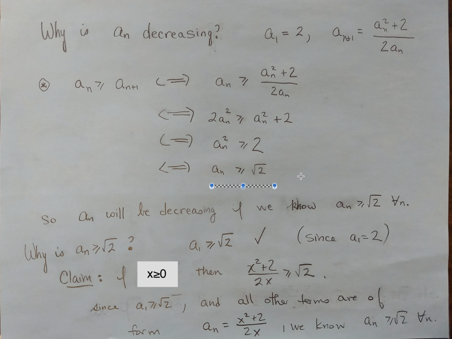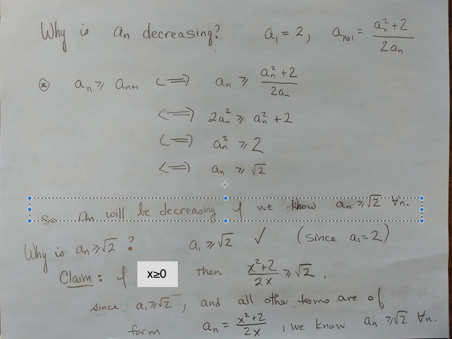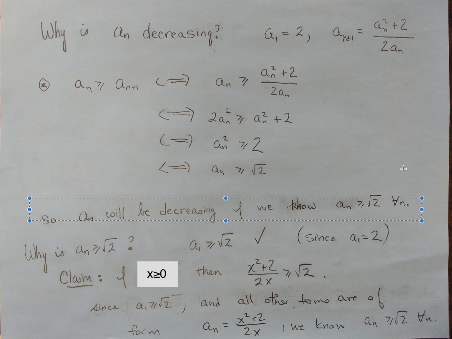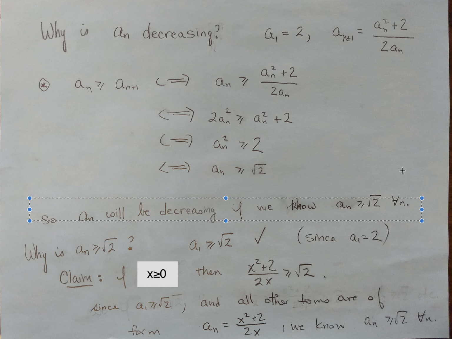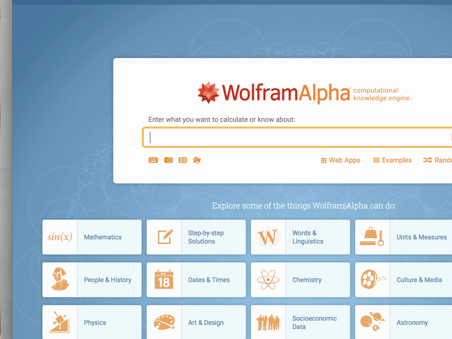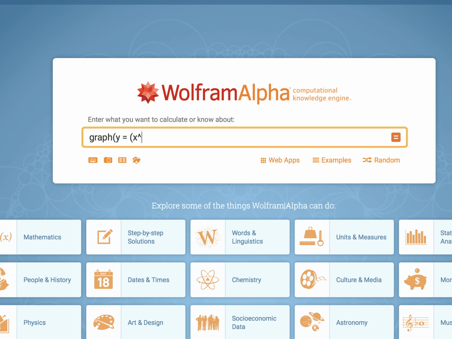Right? So let's emphasize that punchline: an being greater than an plus 1 for this particular example is equivalent to just saying that the nth term is at least the square root of 2. So how are we going to do that? Well, I guess we could look at a graph. Maybe let's do that. Let's go to Wolfram Alpha. We'll see if this works. Let's just graph y equals x squared plus 2, and let's divide that by 2x.